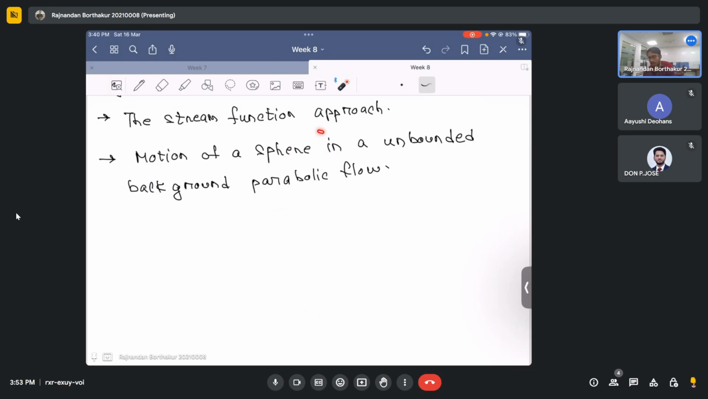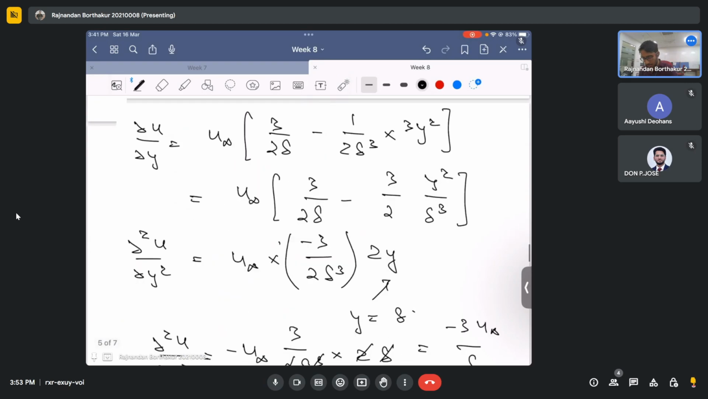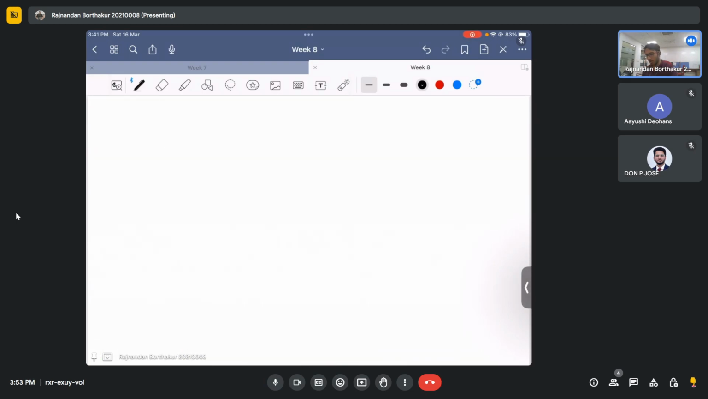For this analysis, we will use the stream function approach in spherical coordinates, something we saw a glimpse of last week. So let's begin. We saw that the creeping flow equations ended up as: the gradient of pressure plus del square v equal to 0, and the divergence of velocity equal to 0.